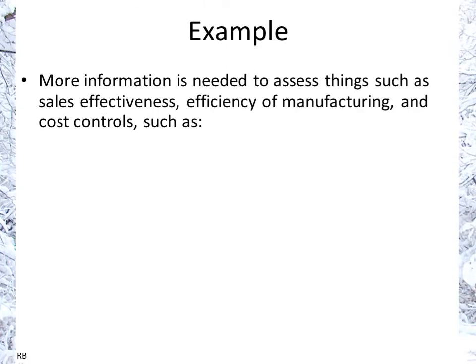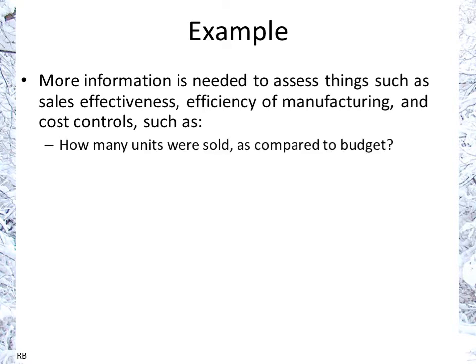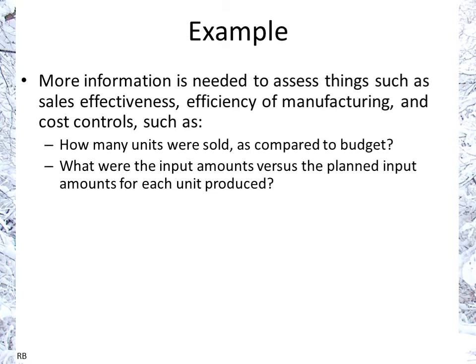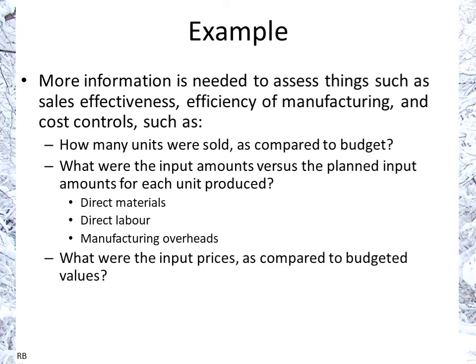More information is needed to assess things such as sales effectiveness, efficiency of manufacturing, and cost controls. Examples of those are how many units were sold as compared to budget, what were the input amounts versus the planned input amounts for each unit produced. That's for direct materials, direct labor, and overheads. What were the input prices, the input costs for the manufacture as compared to the budgeted values, the cost of materials, the cost of labor, etc.